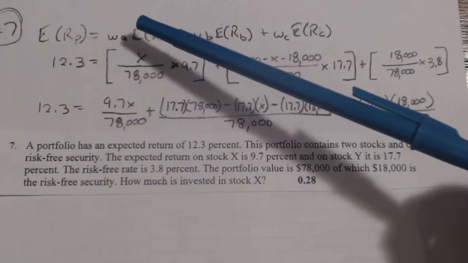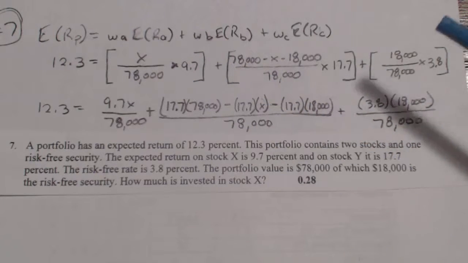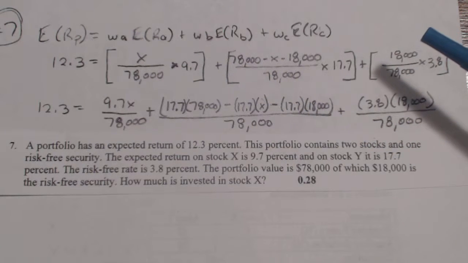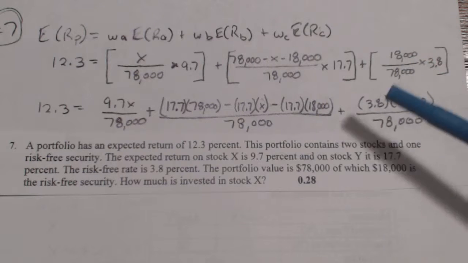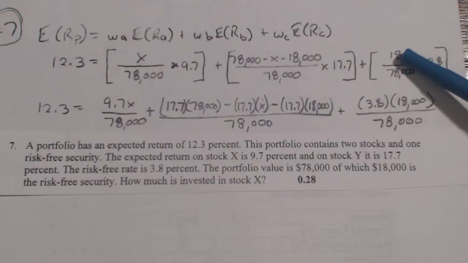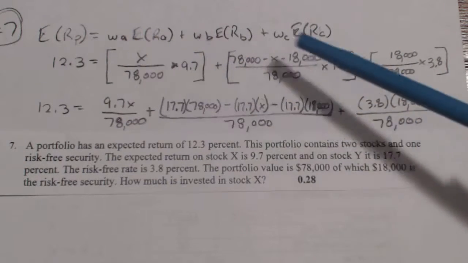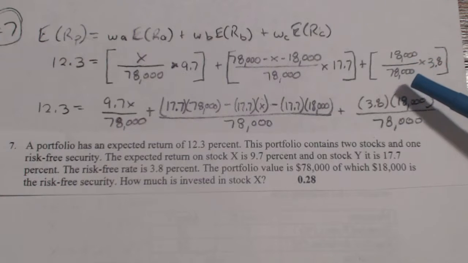So instead of having the formula like this, I put it like this just to combine these things. For instance, what's the weighted average of the risk-free security? Well, they tell you that's 18,000 out of the 78,000. So instead of putting just a decimal right here or just an X right here, let's put 18,000 over 78,000, which is going to give us a decimal.